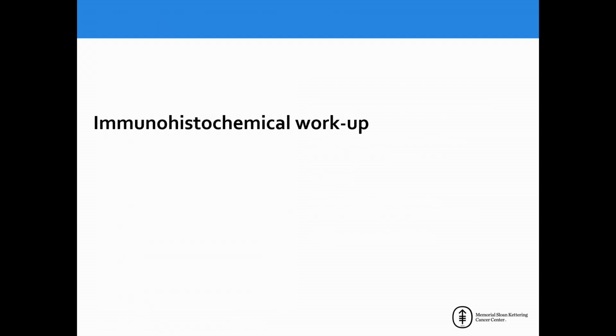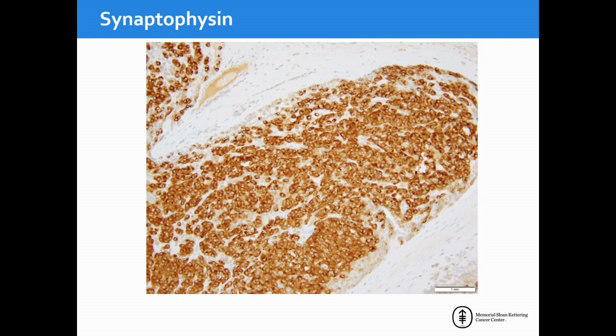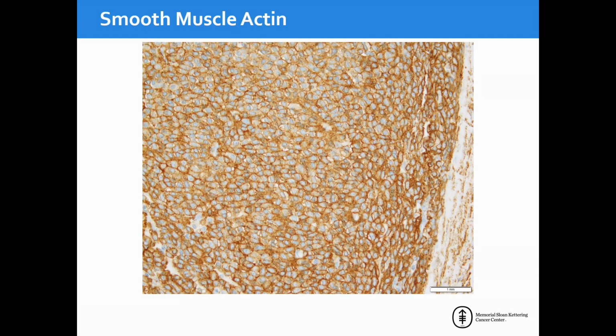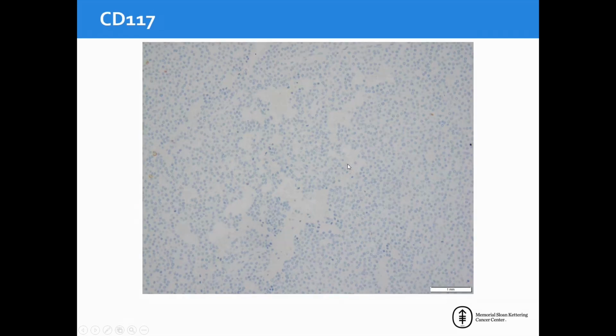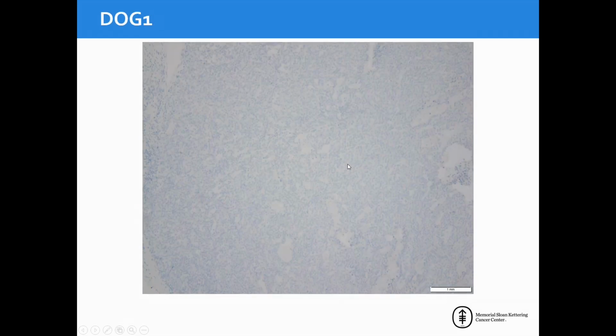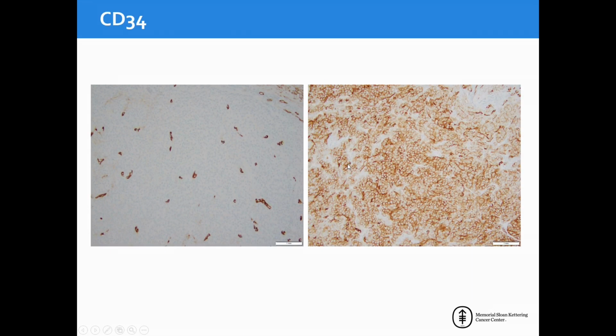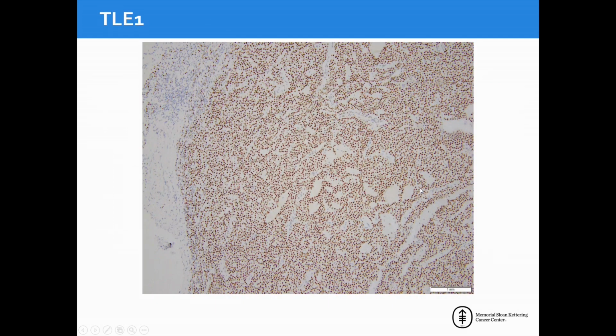So how did our tumor stain? As we expected, this was strongly positive for synaptophysin, as the outside pathologist had mentioned in the letter. Smooth muscle actin was diffusely positive in this case. Desmin was negative, with the muscularis propria staining as internal control. CD117 and DOG1 were negative. CD34 was patchy. Most areas were negative, but some areas had this positivity.